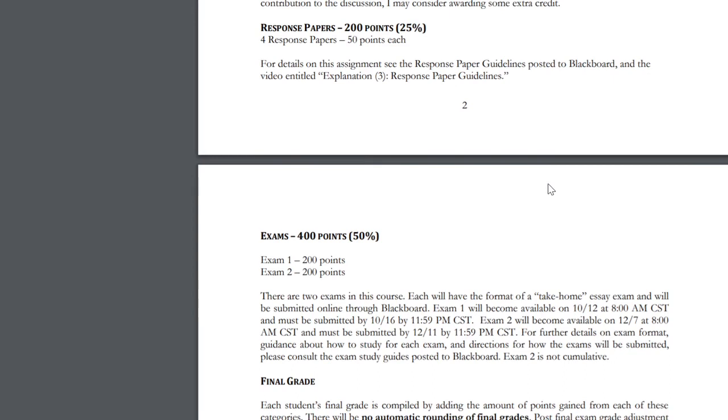The third major assignment category is exams. There are 2 exams in this class. Each is worth 200 points. That's 400 points total. So exams are 50% of your total grade. Or another way to put it, each exam is worth 25% of your grade. The response papers in total are worth 25%. The discussion boards are worth 25%.